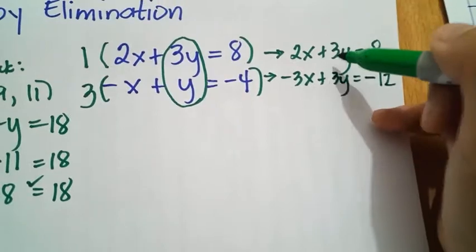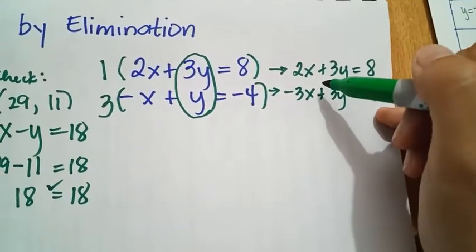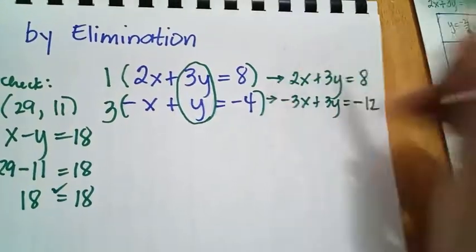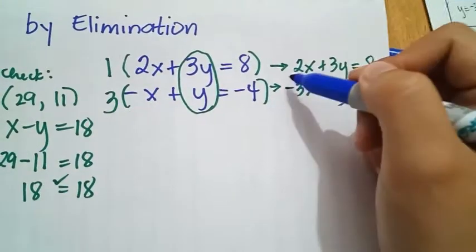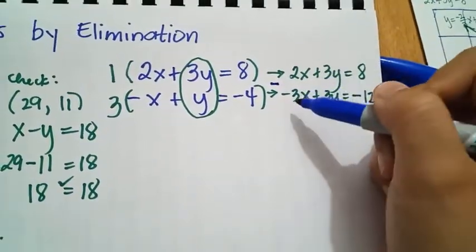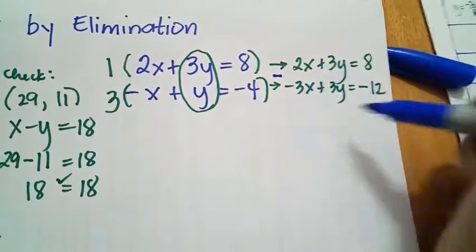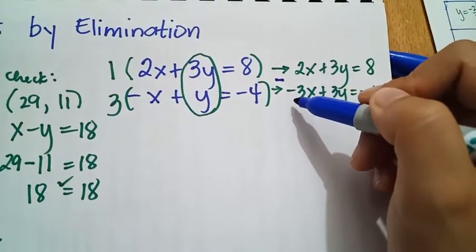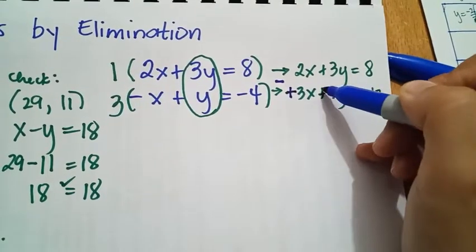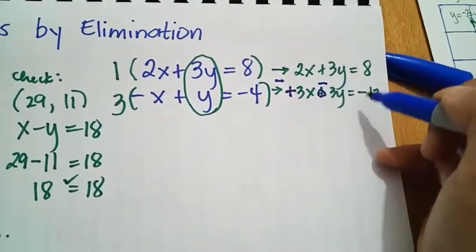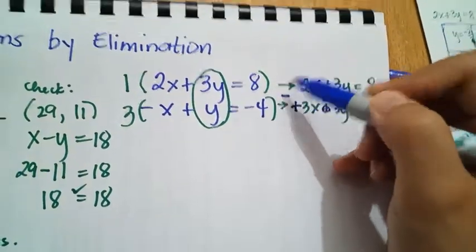Okay? So, since the terms that we wanted to eliminate have the same sign, syempre, para mag-zero sila, you have to subtract naman. Okay? When you subtract, the signs of each term will be changed, no? So, kung negative tong pangalawa, dati magiging positive na siya. Kung positive ito dati, magiging negative na siya. And if this one is negative, this one will become positive.